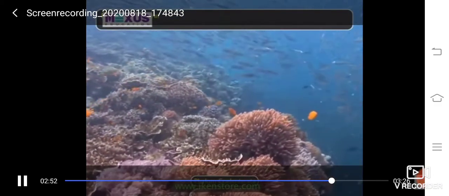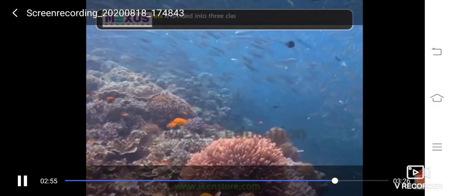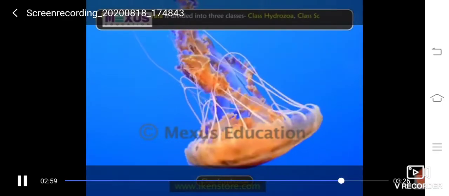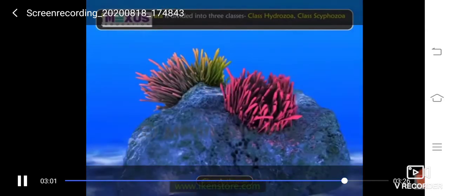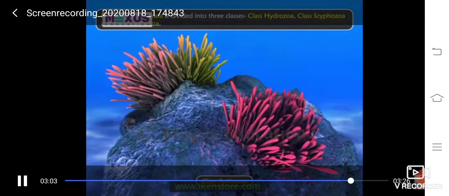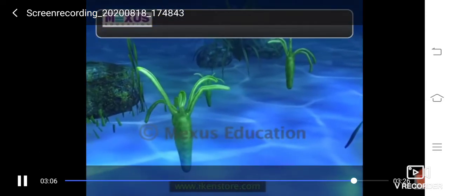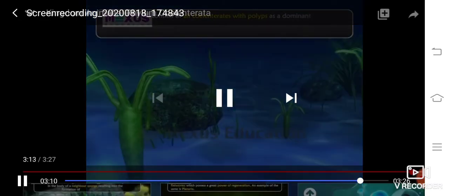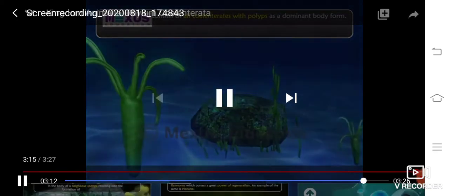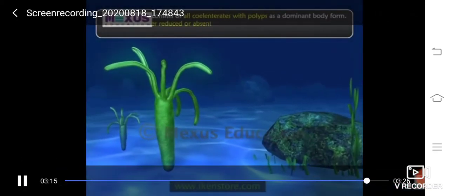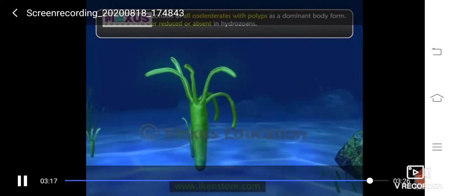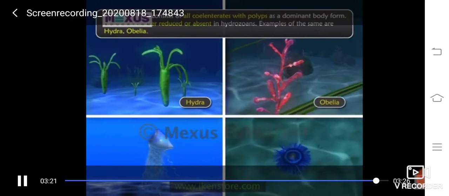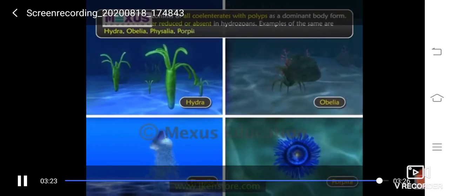Phylum Coelenterata is divided into three classes: Class Hydrozoa, Class Scyphozoa, and Class Anthozoa. This is not there for you, but just for information you can see this. Class Hydrozoa consists of all coelenterates with polyps as a dominant body form. Medusa are either reduced or absent in hydrozoans. Examples of the same are Hydra, Obelia, Physalia, Porpita.